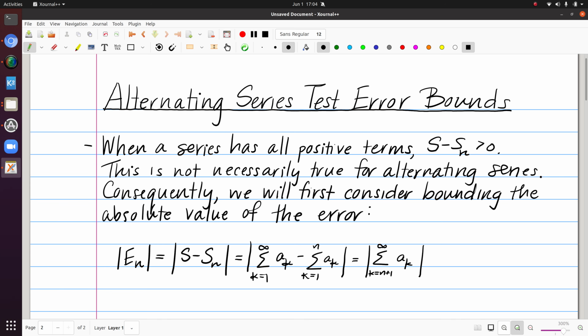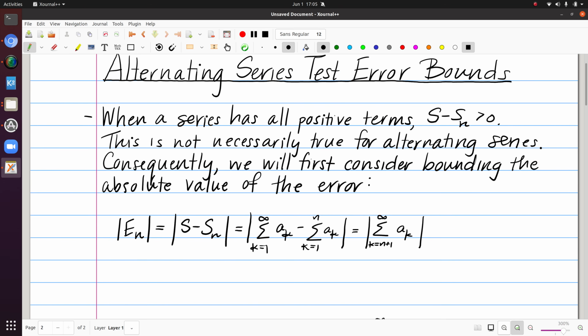Notice the importance that these absolute value bars are very much on the outside of the summation. If it were on the inside, that would simply make our alternating series one that has all positive terms. That's not what we're trying to do here. We want to consider the error exactly as it is, but in the end, we don't really care if it's the sum that's larger or the sum that's smaller.